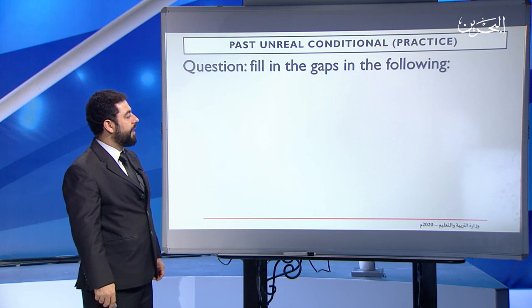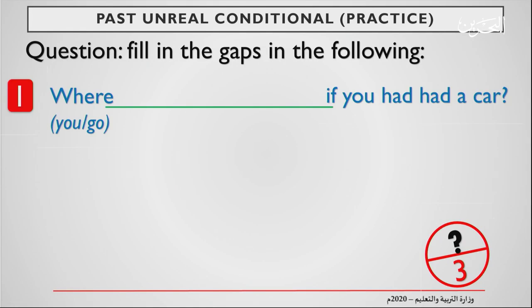Fill in the gaps in the following, and you have a mark of 3. The first one: where, gap, if you had had a car, question mark. You have to use you as a subject and go as a verb. You have 5 seconds. Let's check the answer. The answer is, would you have gone? Where would you have gone if you had had a car? Question mark. If you're correct, give yourself a mark.